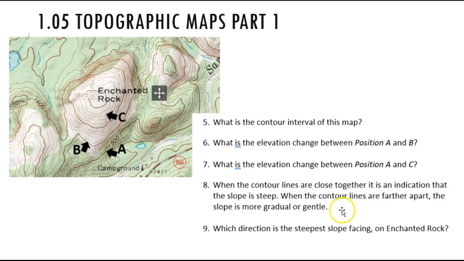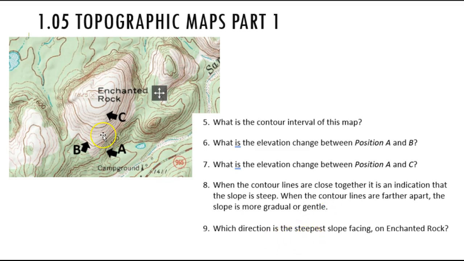Okay, so 8 is a recap. When contour lines are close together, it is an indication that the slope is steep. When the contour lines are farther apart, the slope is more gradual or gentle.